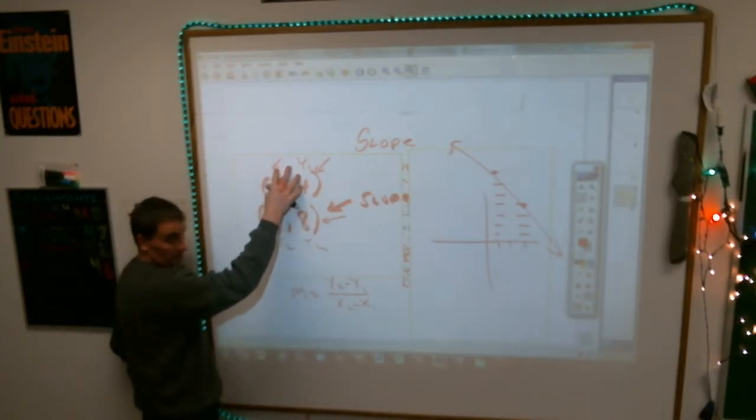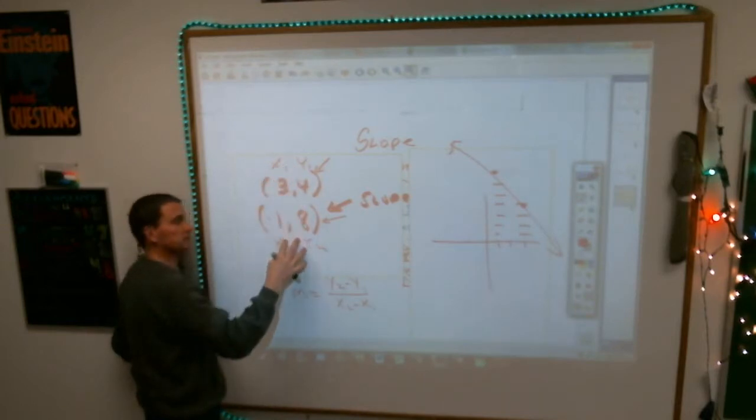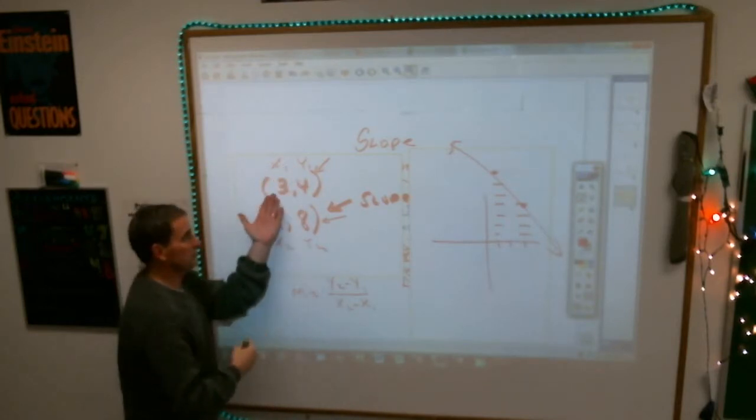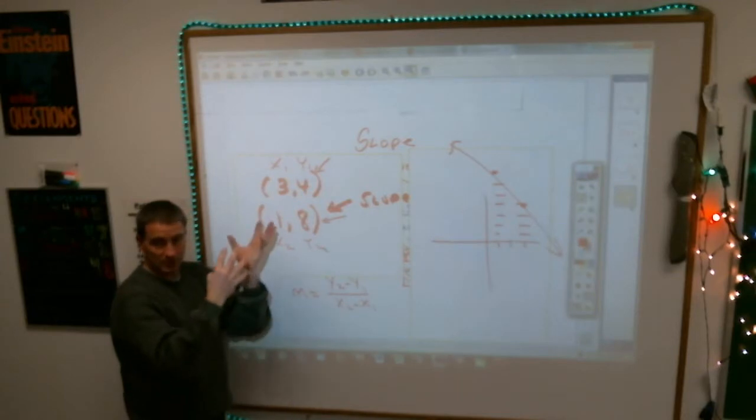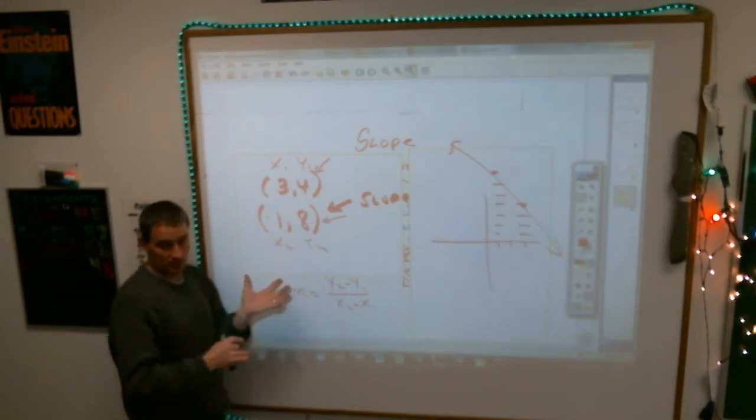I could have made these sub 2's as long as they were both sub 2's and these sub 1's as long as they're both sub 1's, but you can't flip and say this is 1 and that's a 2. You just have two ways of keeping those two points. You'll get the same answer whether you do it one way or another. So it's just a different way of labeling it so you keep them straight.